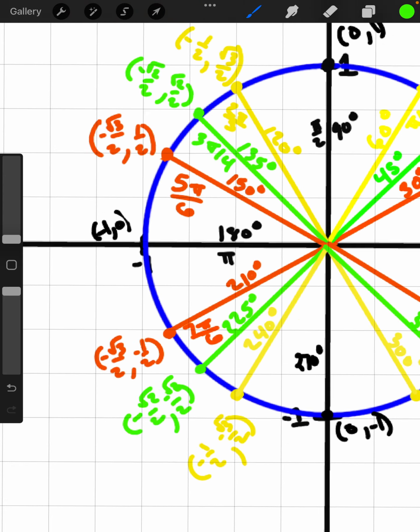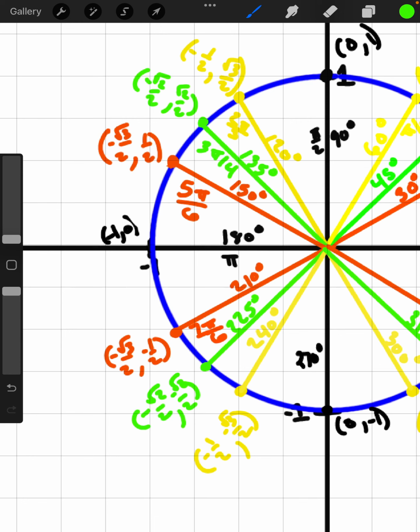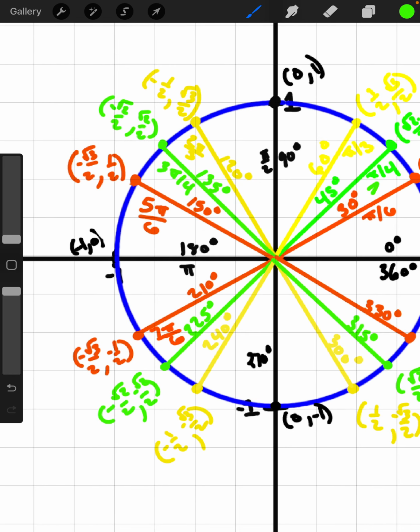And then I'm going to do the same thing with 225 degrees. Rather than multiplying by pi over 180, I'm going to look at my pi over 4.